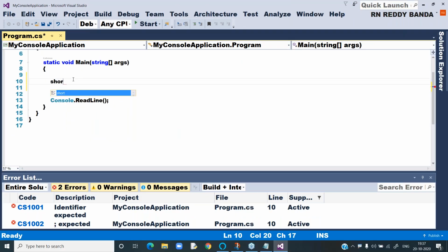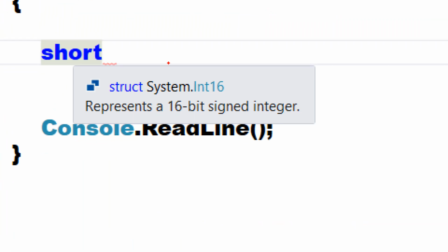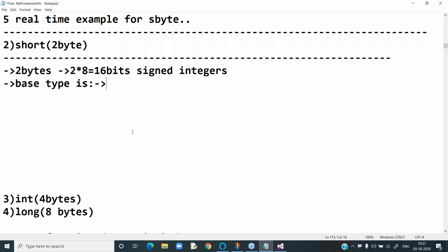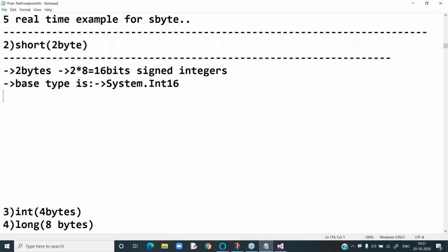Right now, what is our data type? Short. The short base type is System.Int16. Base type is System.Int16. So it is 16 bits, that's why they gave the base type like this.